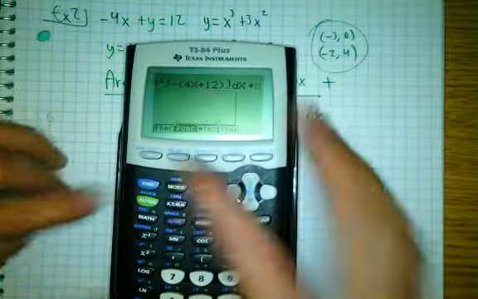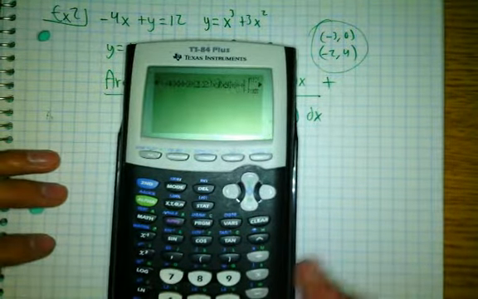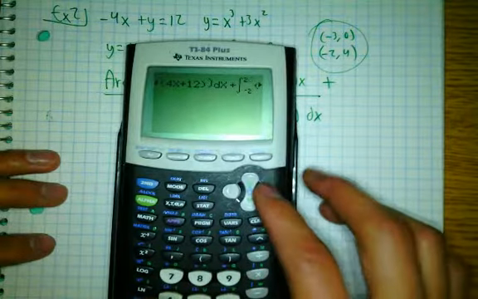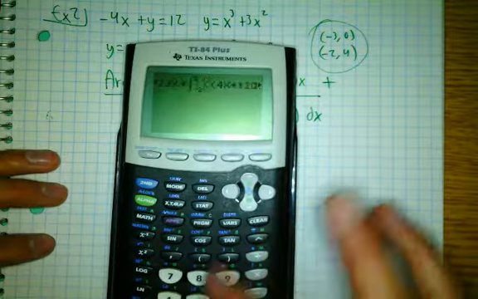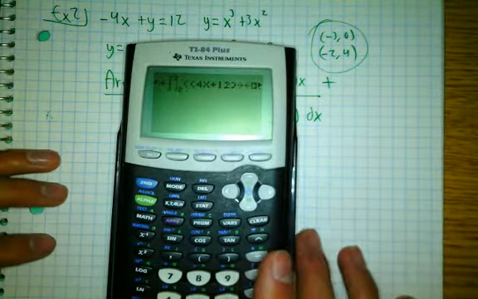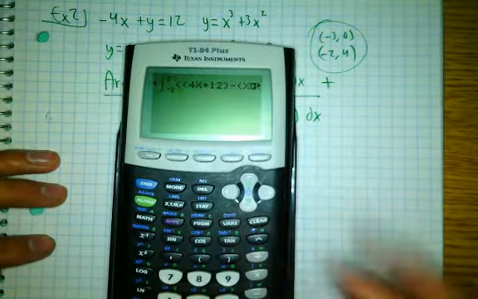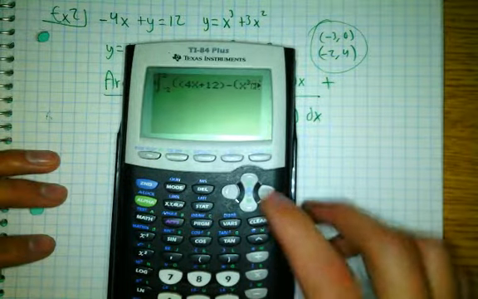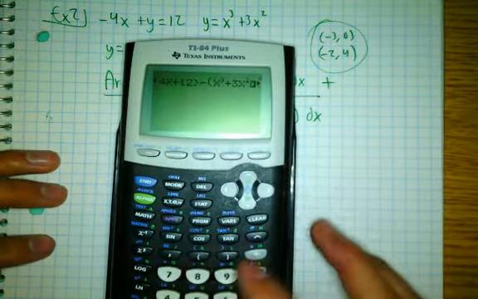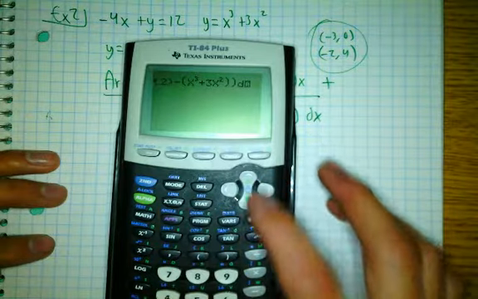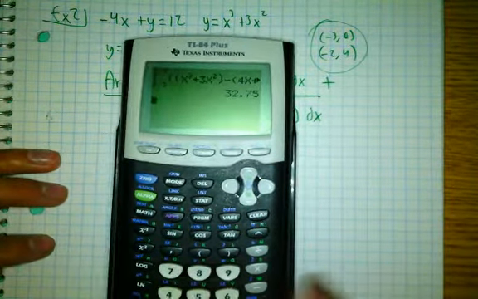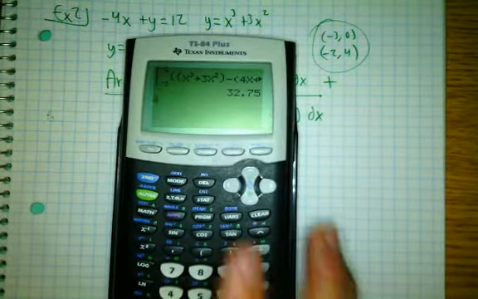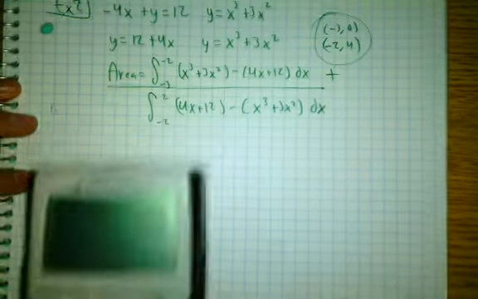Plus, and I can do another integral, and I'm going to go from negative 2 to 2, and this time it's switched off. So parentheses 4x plus 12 minus parentheses x to the third power plus 3x squared. Close the parentheses. This one's also in terms of x. And I'm going to hit enter. And our area is 32.75.